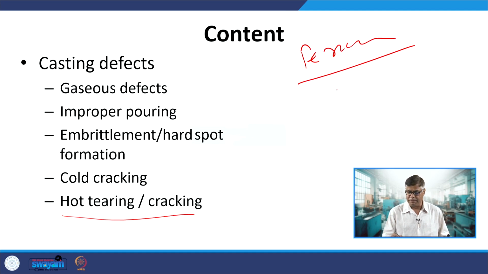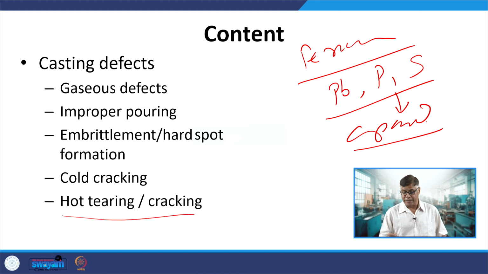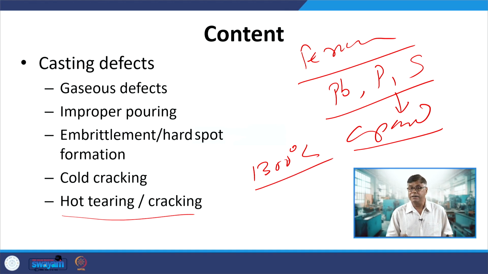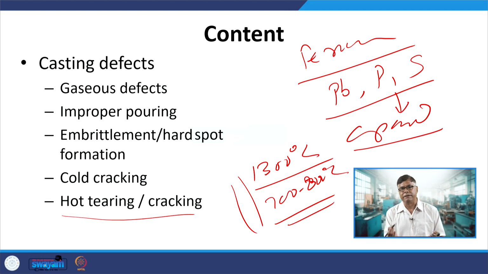It is promoted by the presence of low melting point elements like lead, phosphorus and sulfur, which form compounds such that the solidification temperature range is enhanced. Most of the matrix gets solidified at around, say, 1300 degrees centigrade, but the low melting point compounds get solidified at around 700 or 800 degrees centigrade. If that happens, then the low melting point compounds will segregate at the center, and there, due to the development of residual stresses, cracking will happen.